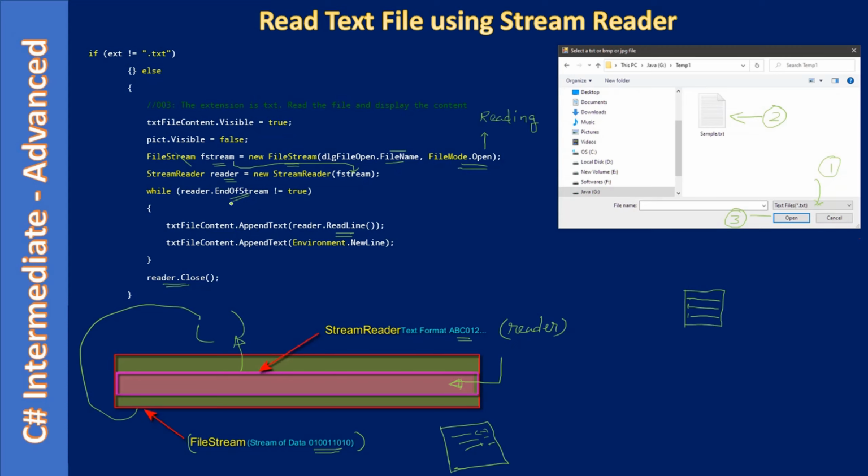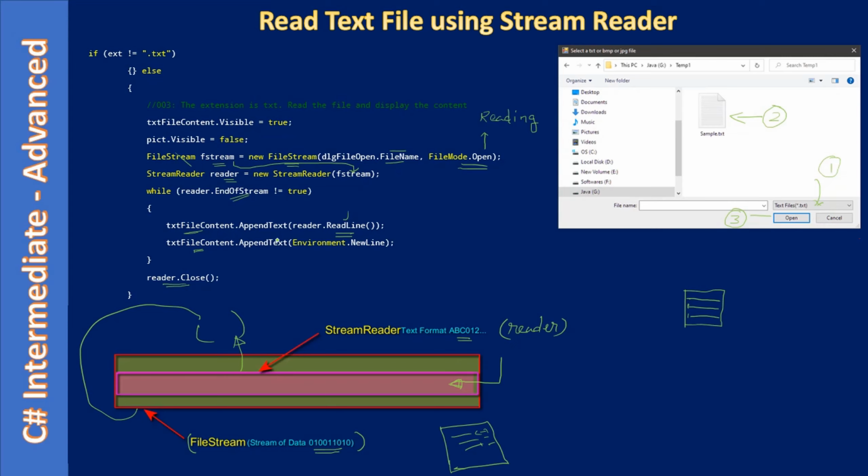But when the stream is still there to read, then we will read line by line, and while reading we are appending it to the text file content. This txt file content is our multi-line text box control name. So txtFileContent dot append the text reader dot ReadLine. So here in the stream, if you see, this is the key: end of stream, read line.